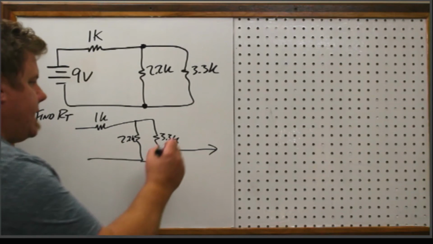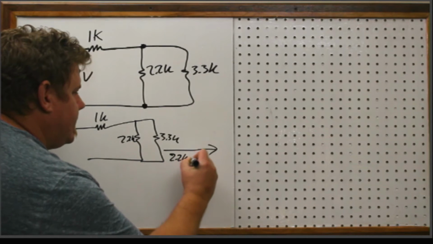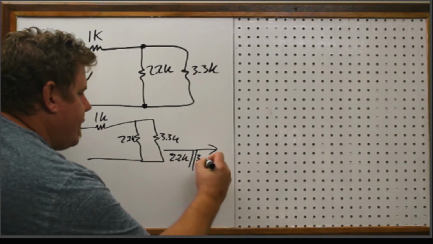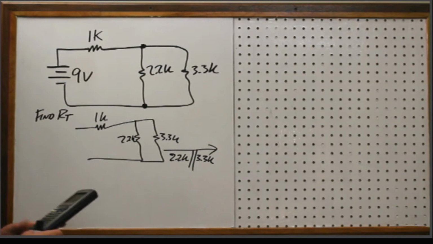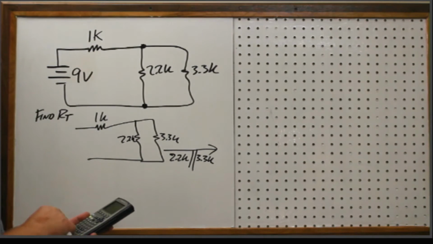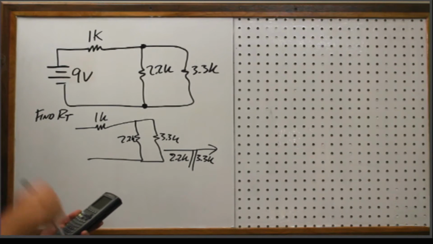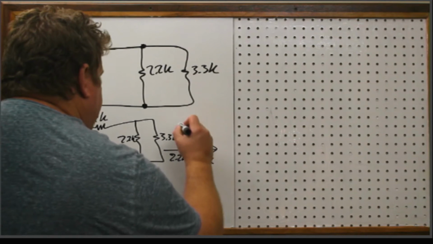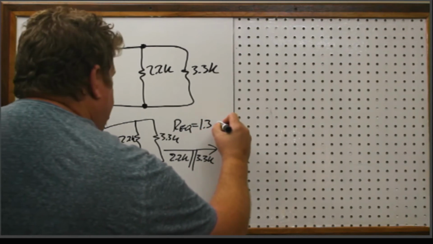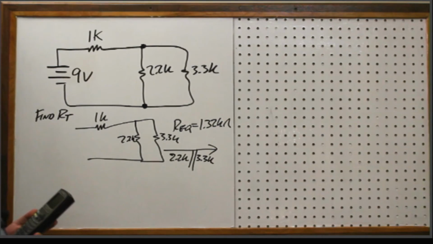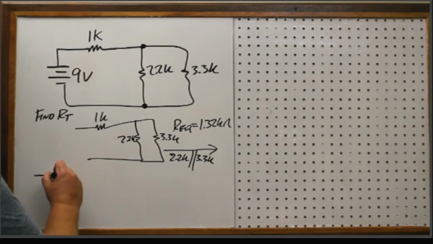So the very first thing I need to do is I need to take 2.2K in parallel with 3.3K. And to remember how to do that, go back to the parallel combination lecture, chapter 6. So I've got 1 divided by 2.2 plus 1 divided by 3.3. Take the whole thing to the -1, and I get 1.32. So REQ for those 2 is 1.32 kilo ohms. Okay, so now I can rewrite this.